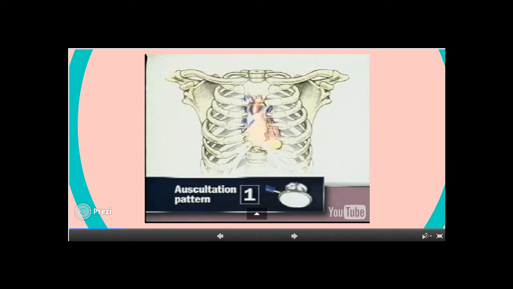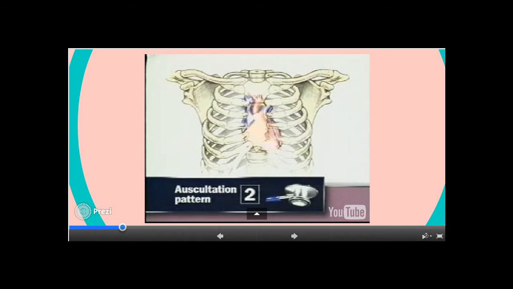to the apex. Then, with the bell of the stethoscope, listen again at the mitral and tricuspid areas. Starting in the right second interspace helps orient you to the cardiac cycle.